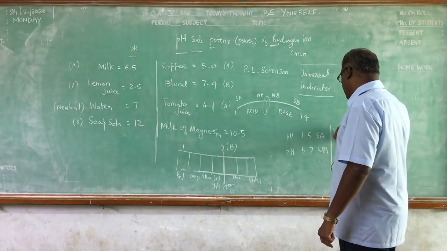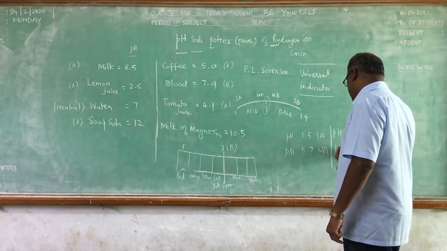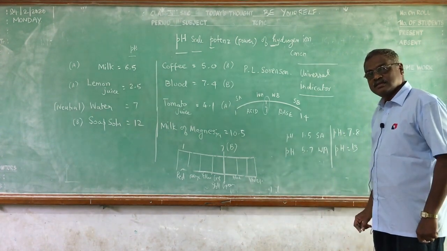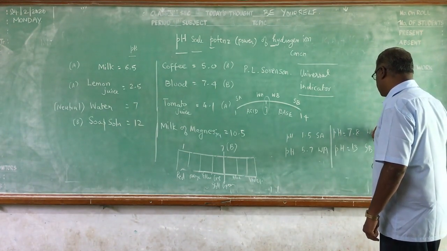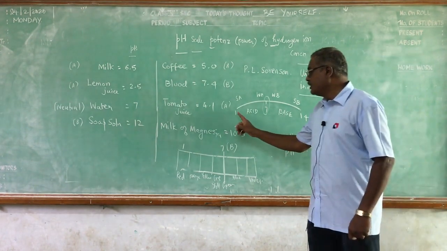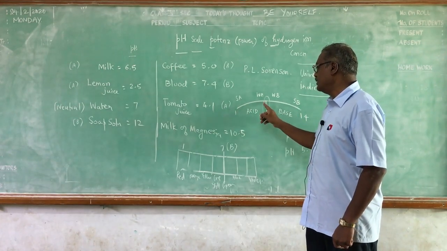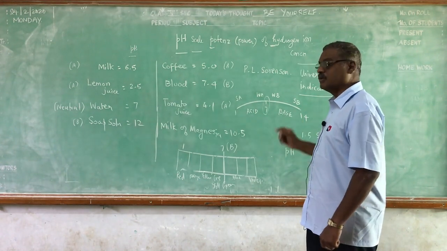Then suppose one pH value is 7.8 and another pH value is 13. 13 is the strong base and 7.8 is a weak base. So as the value increases, the acidity decreases and the basicity increases. Like that it will go.